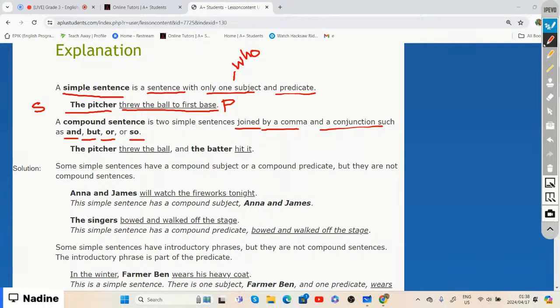For example, the pitcher threw the ball and the batter hit it, which means that the pitcher threw the ball is a sentence that can stand on its own. The batter hit it is also a sentence that can stand on its own. But now we are joining those two sentences by adding a comma as well as a conjunction, and we call this a compound sentence.